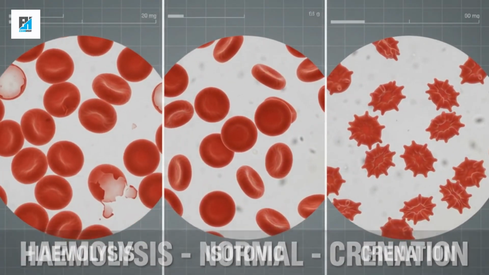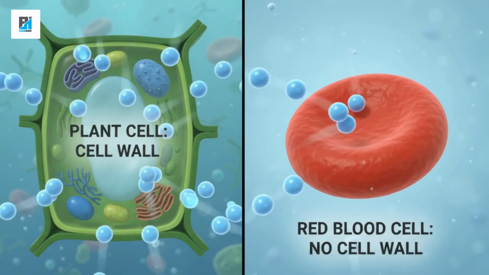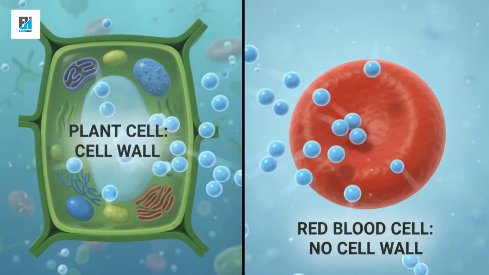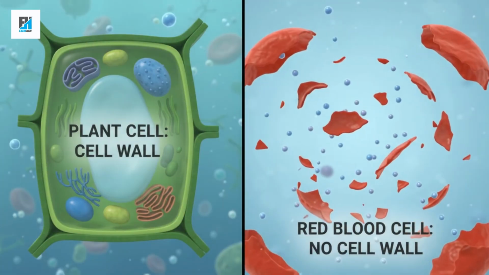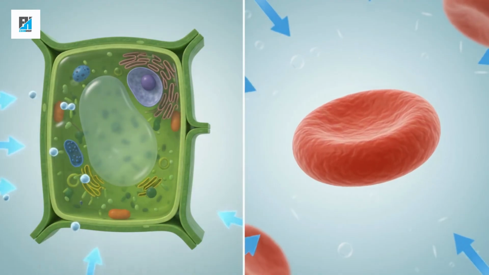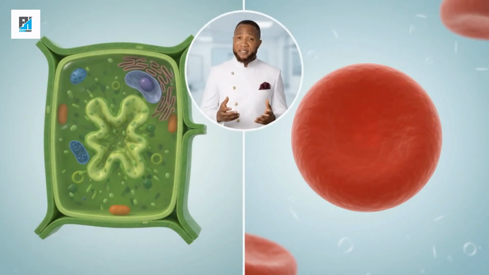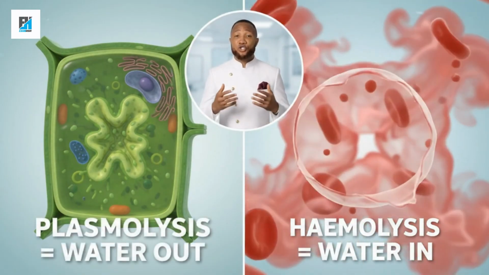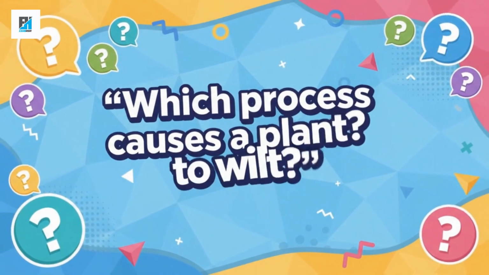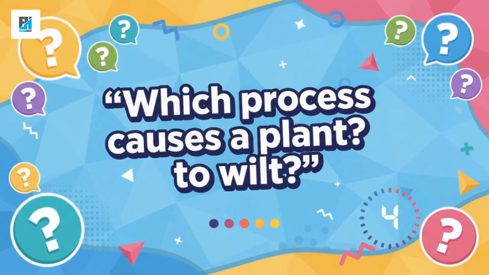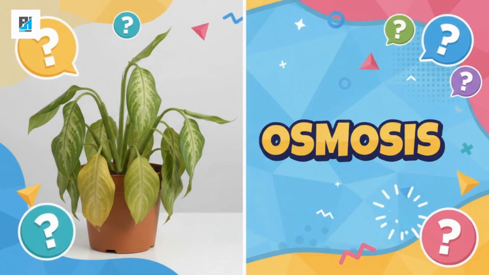Concentrated solution causes crenation. Plant cells have cell walls that prevent bursting, but red blood cells have no cell wall and may burst in dilute solutions. Plasmolysis happens when plant cells lose water. Hemolysis happens when red blood cells gain too much water and burst. A plant may wilt when its cells lose water by osmosis. This condition is linked to plasmolysis.